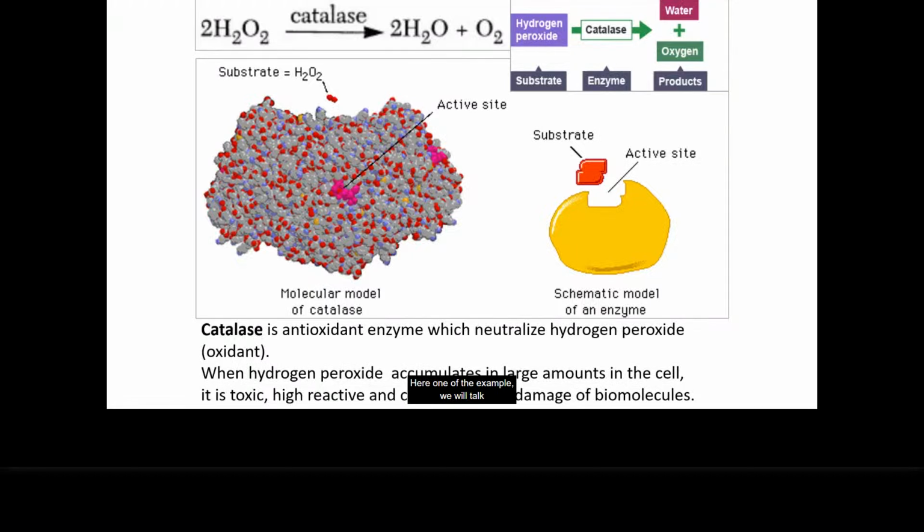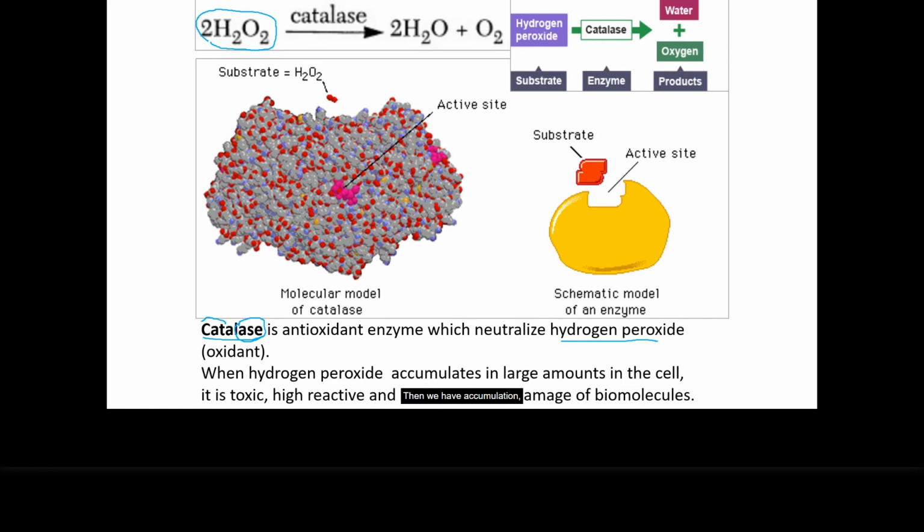Here is one example, we will talk about an enzyme called catalase. So ase again shows that this is an enzyme, but it's not an enzyme which metabolizes ketones, of course. Catalase is actually an antioxidant enzyme which neutralizes hydrogen peroxide. And hydrogen peroxide is an oxidant molecule. So catalase can neutralize this oxidant molecule inside of our cell.